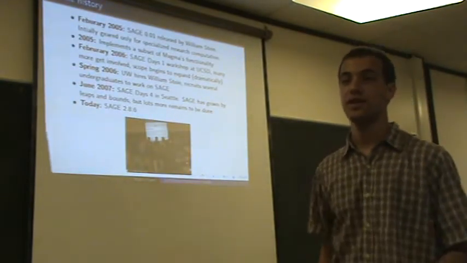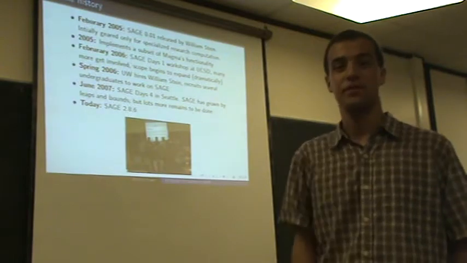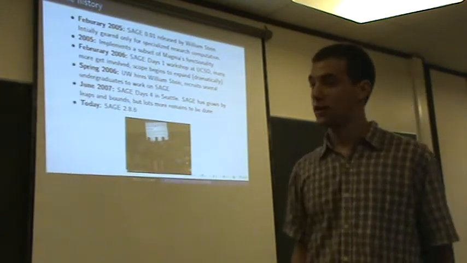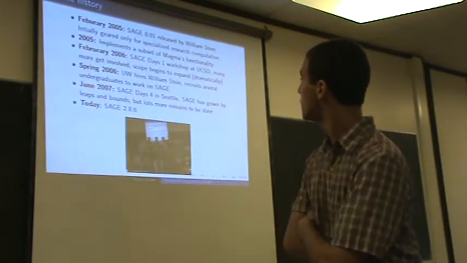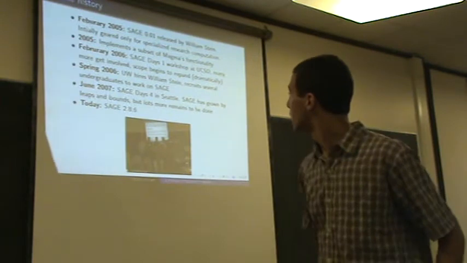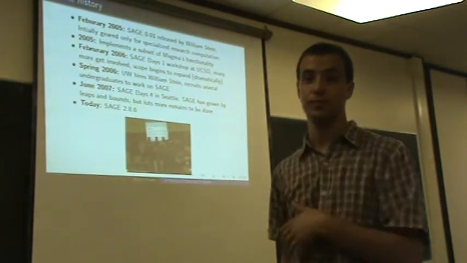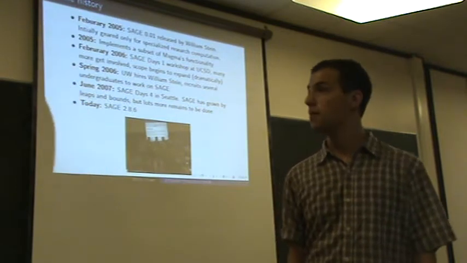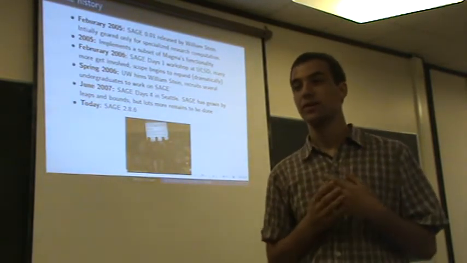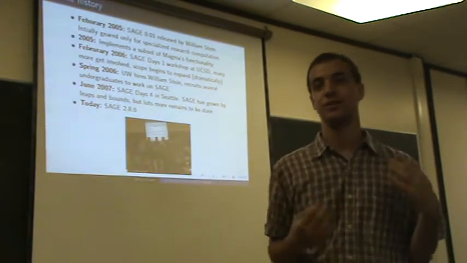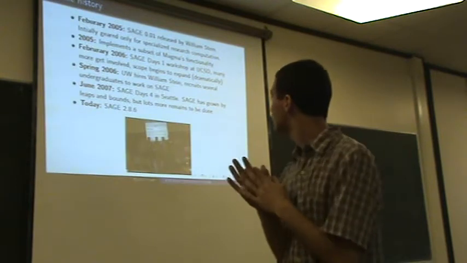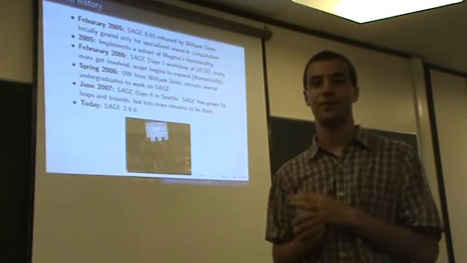The history of Sage: the first release was in February of 2005. So Sage is a very young project. It's not even 3 years old yet, and it's pretty remarkable how far it's come in just those 3 years. We can fast forward to the spring of last year when William got hired at UW as a professor of mathematics, and he found a bunch of undergraduates, including me, who were interested in working on Sage, who liked math and liked computer programming. So there's a lot of opportunity to be had working on Sage.